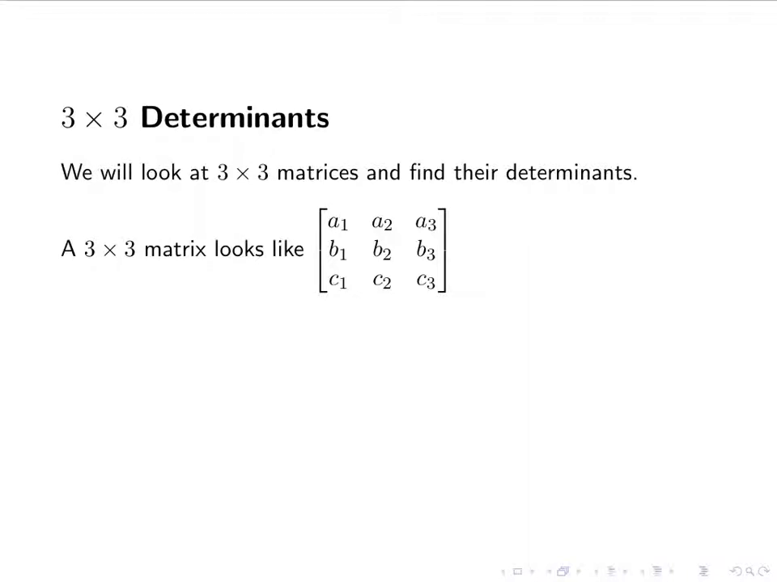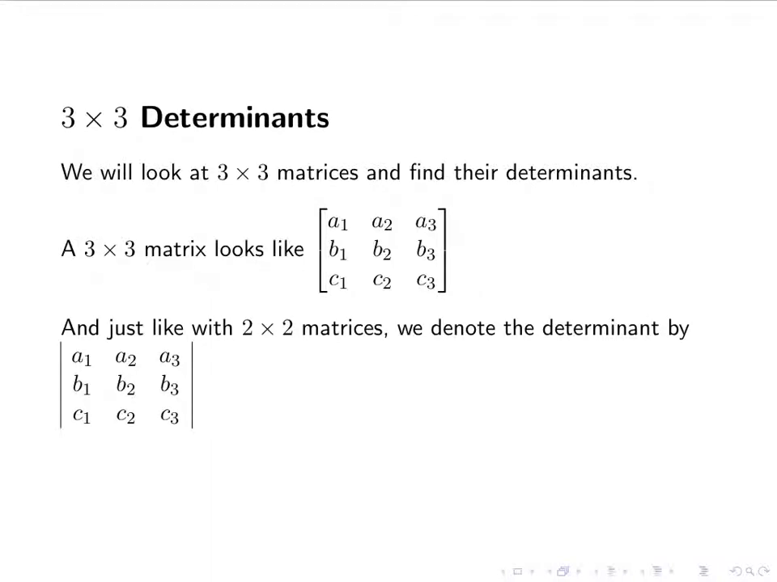A 3x3 matrix looks like the following. So again, it's 3 rows, 3 columns, so there are 9 elements. And just like with the 2x2 matrices, the determinant looks like the matrix, except instead of brackets on either end, it's more like absolute value signs.